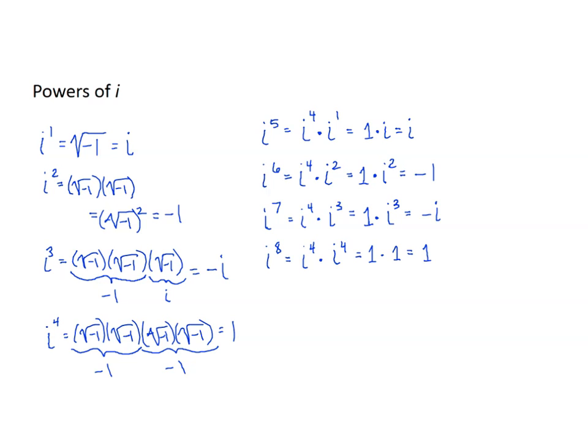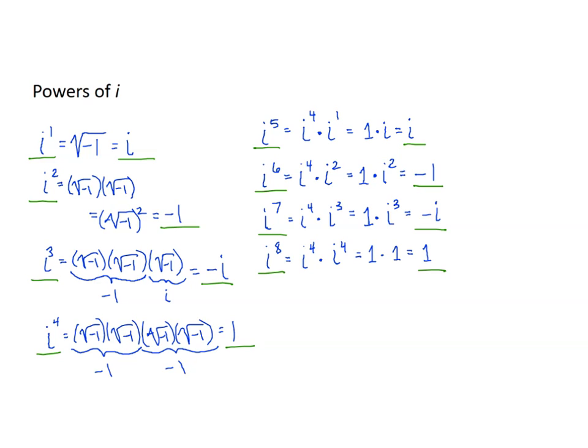But what we see is that i to the first is i. I to the second is -1. I to the third is -i. And i to the fourth is 1. And we see that same pattern repeating. We get i, then we get -1, then we get -i, then we get 1.